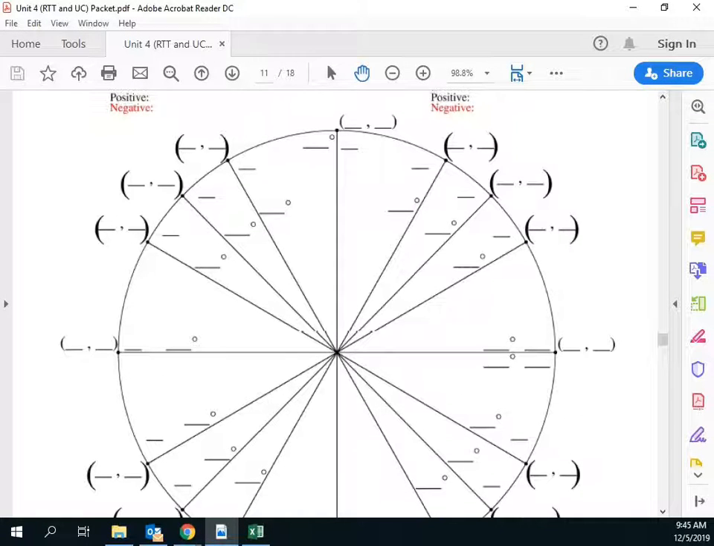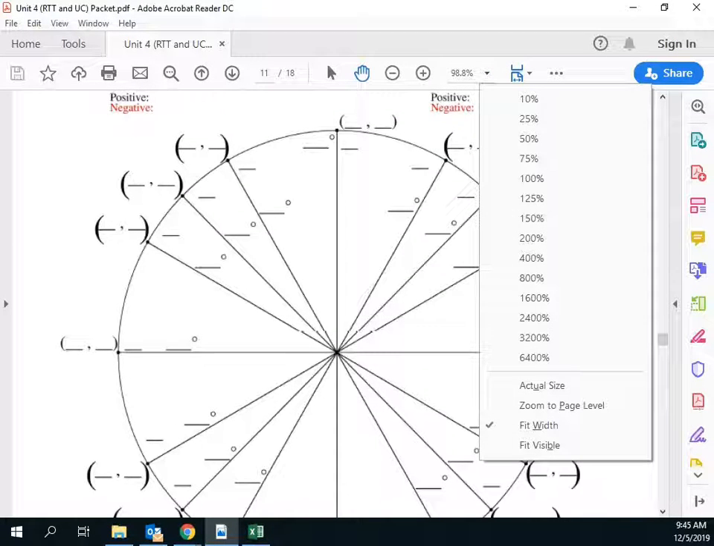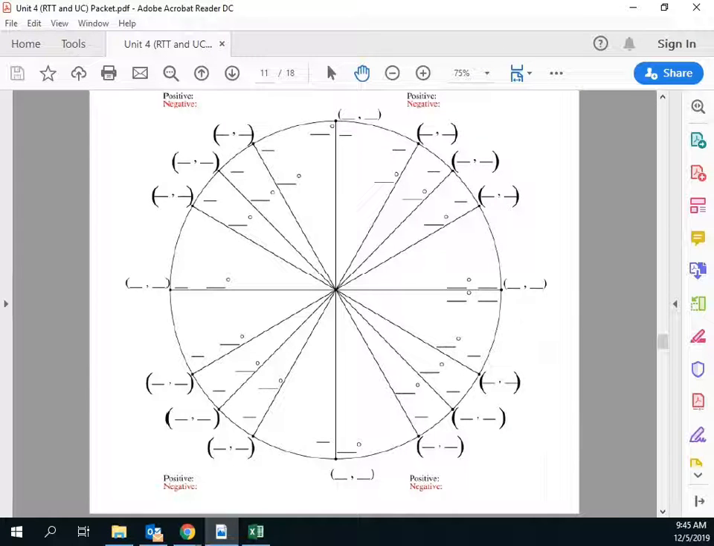All right, this ain't going to fit, is it? I'm going to have to... That's going to have to work.